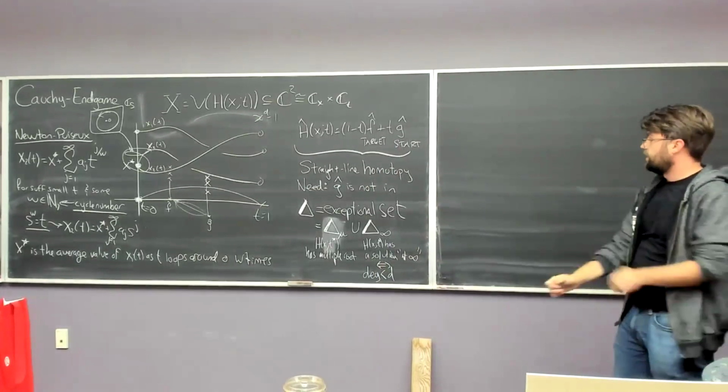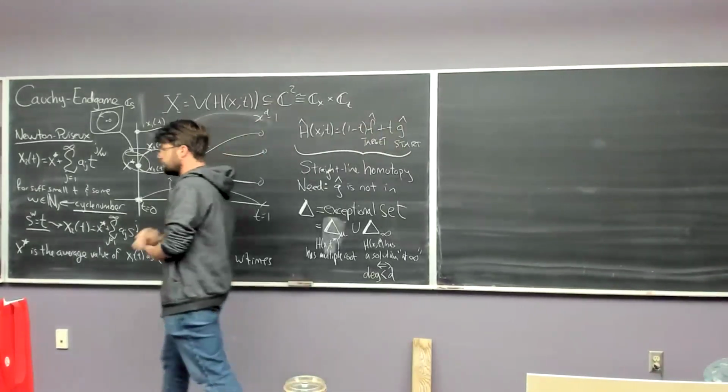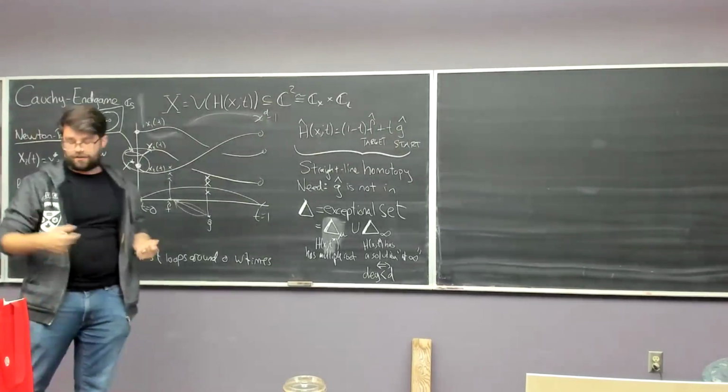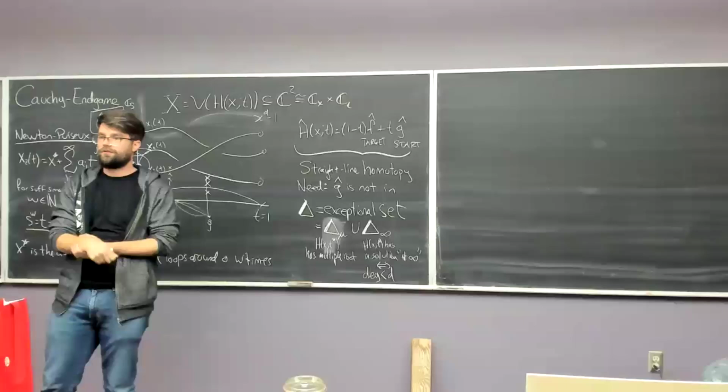So for us, right now, the exceptional set has two parts. Places where you have multiple roots, and that's some finite set. And places where you have lost a solution to infinity, that is a set of one t value. You can check that.